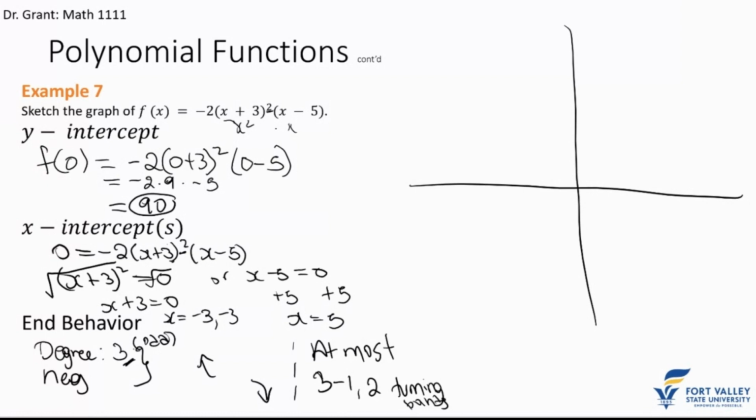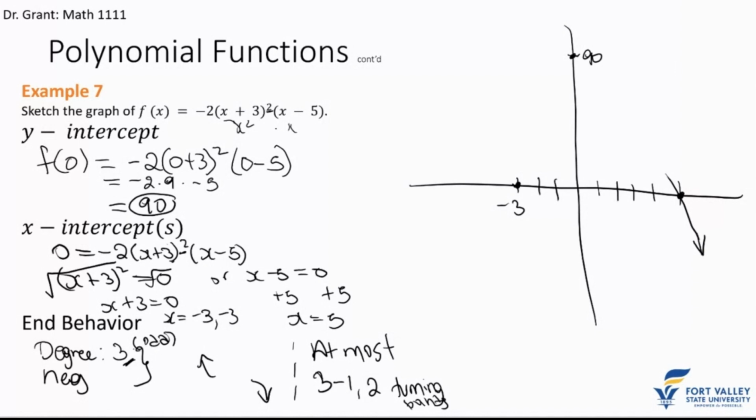So let me put these in. So we're going to be at negative 3 and 5. Okay. And my y is at 90. I'm just going to put 90 up here. Very good. So the multiplicity of 5 is 1. So we know that it's supposed to go through. And with the fact that this is supposed to be down, so I'm going to draw this down.